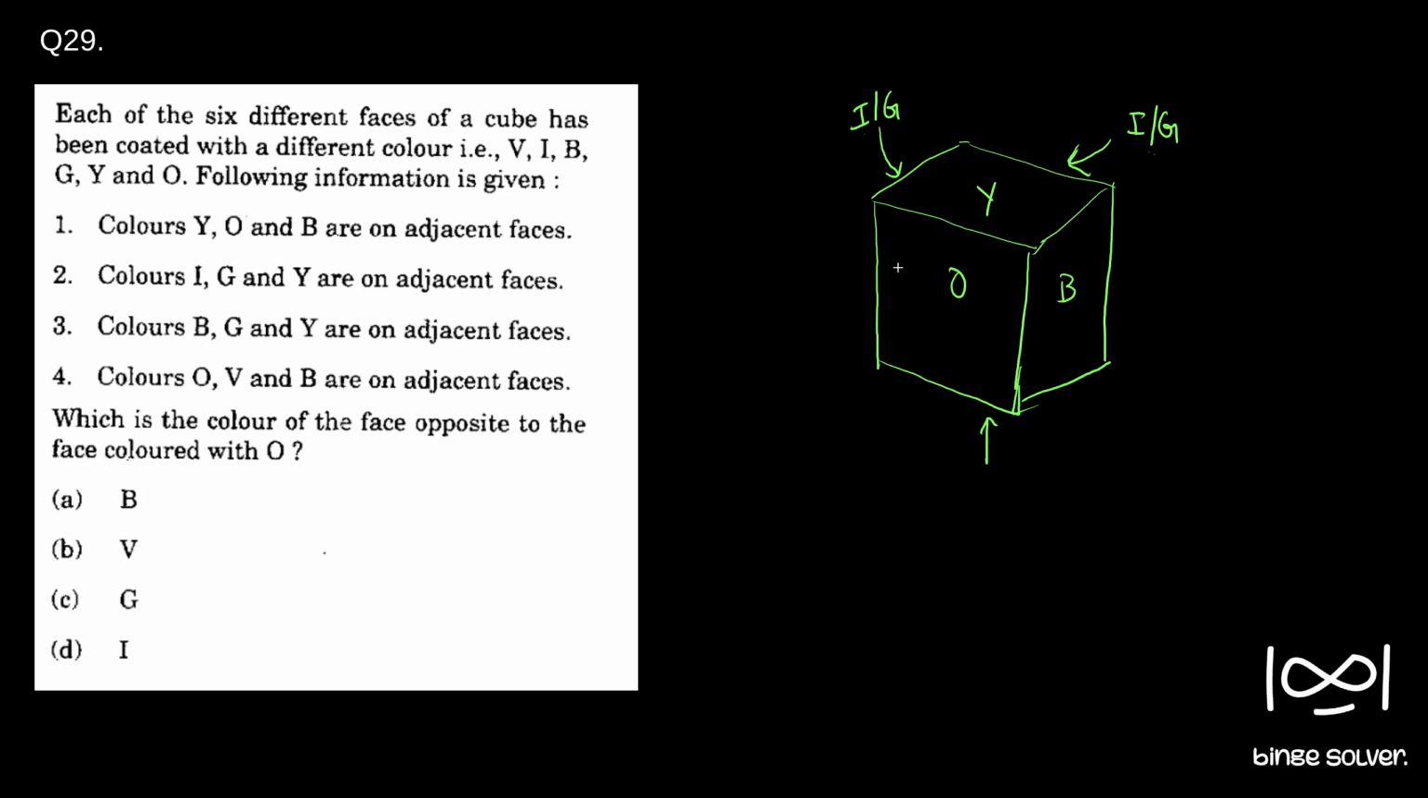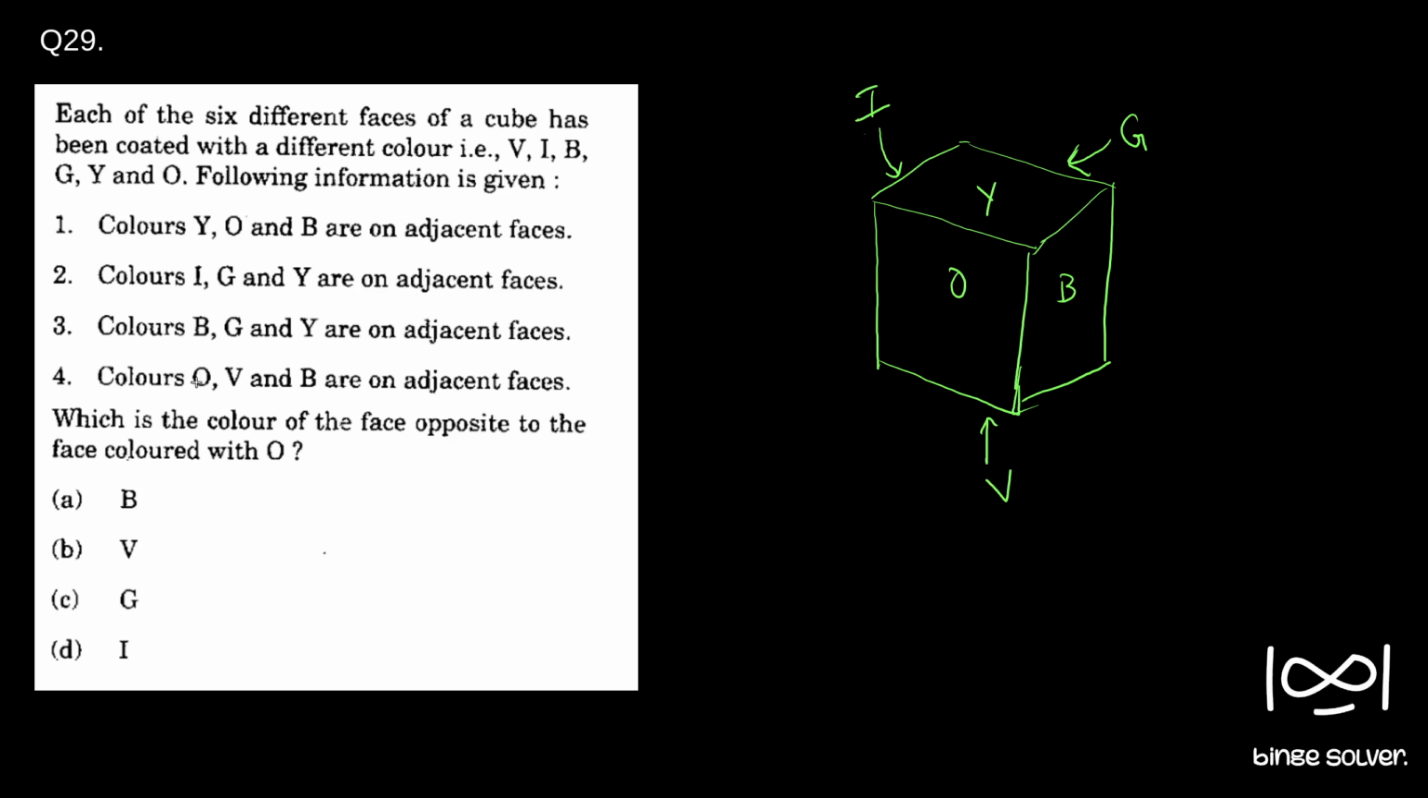The next statement is colors B, G and Y are on adjacent faces. So the two adjacent faces to B and Y are, one is O, another is this arrow side. Since B, G, Y are adjacent, the only option is that here it has to be G. So B, G, Y become adjacent. Now since here it is G, this position becomes I, and automatically the only face left is V.